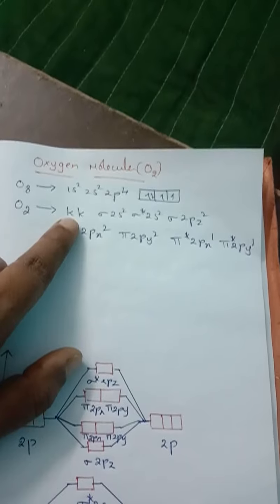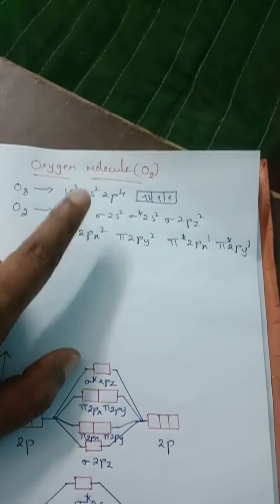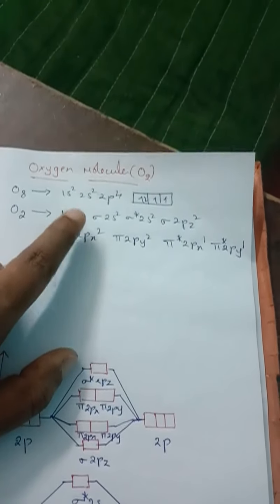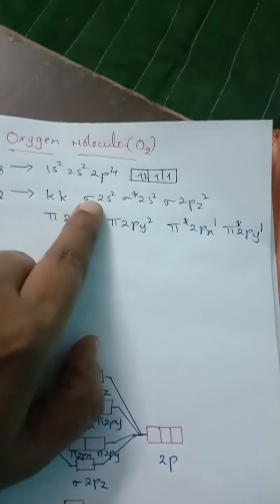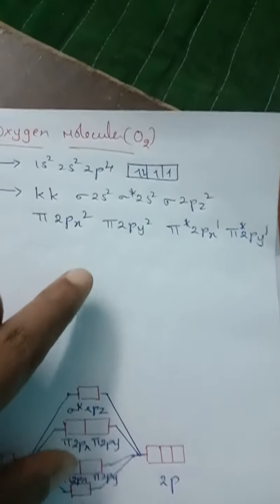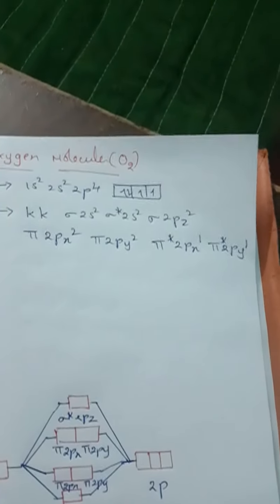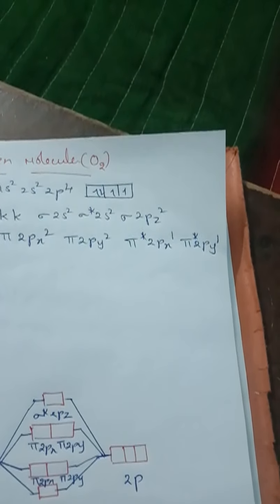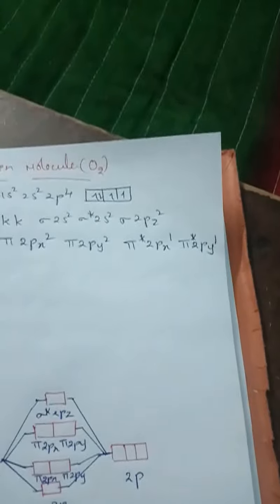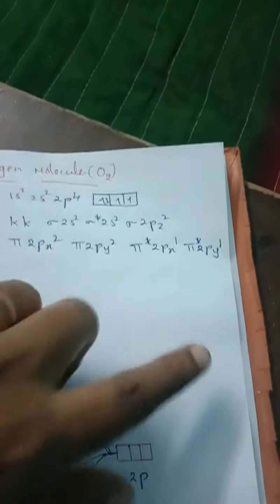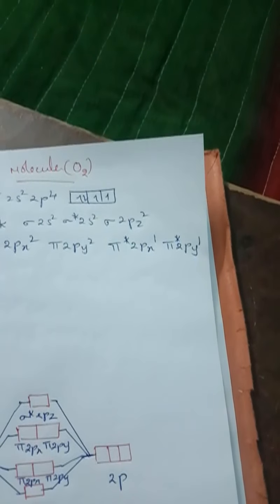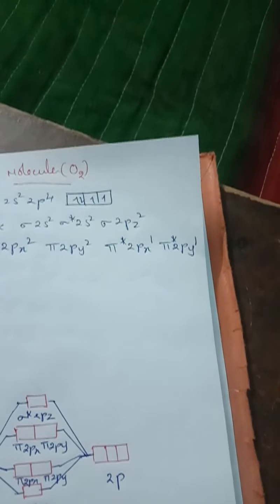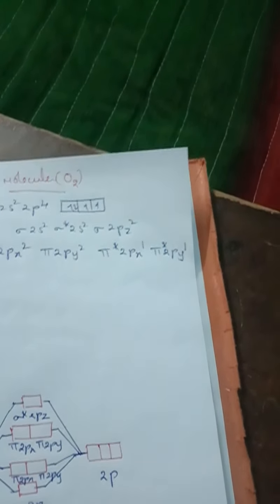I have written directly, that is 1s2. Okay, 1s2, sigma 1s2, sigma star 1s2, that I have written as KK. And next is sigma 2s2, sigma star 2s2, sigma 2pz2, because it is rule 2, I will tell again. And next pi 2px2 and pi 2py2 and pi star 2px1 and pi star 2py1.